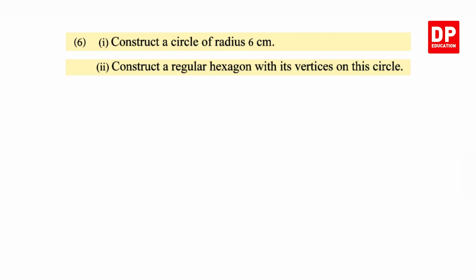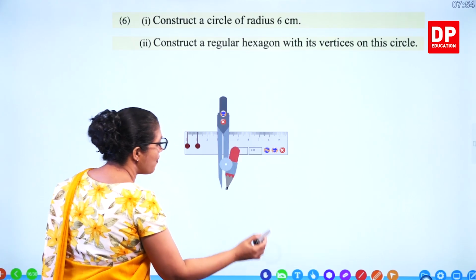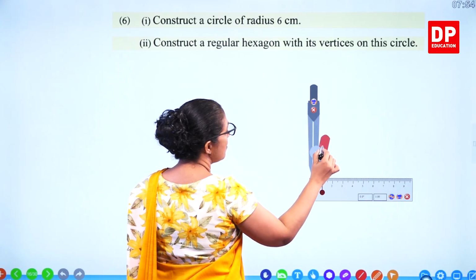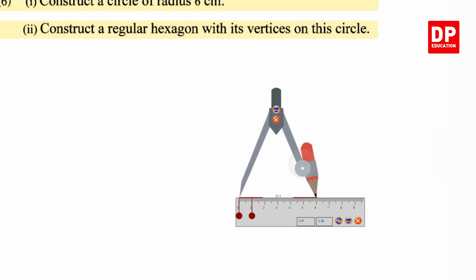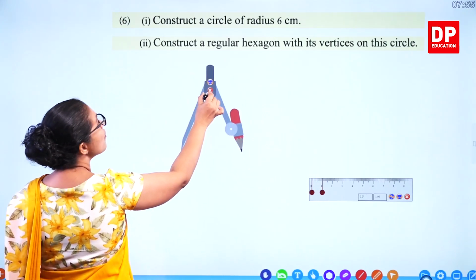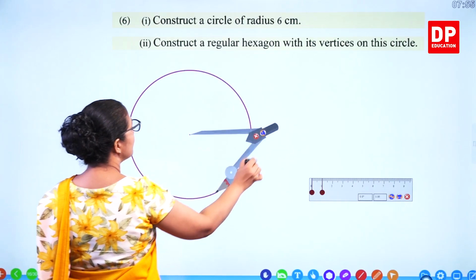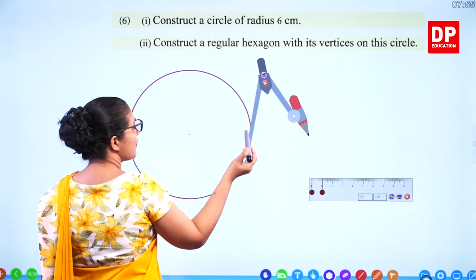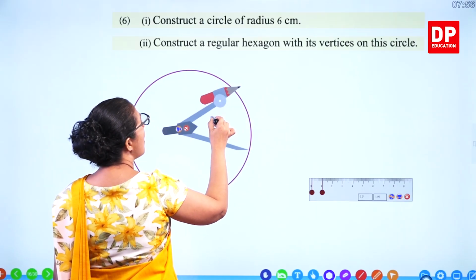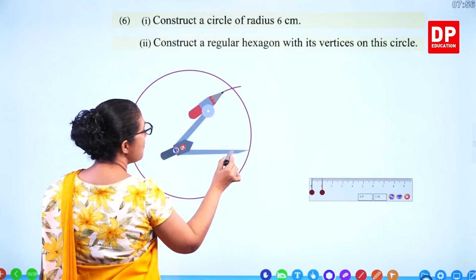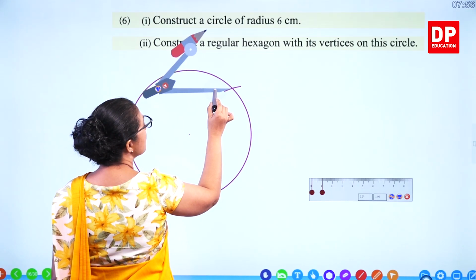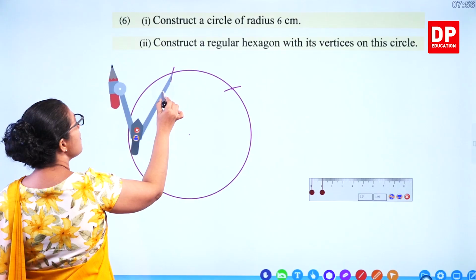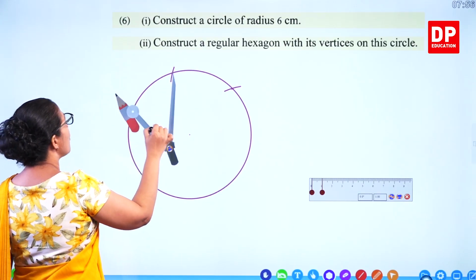Construct a circle of radius 6 centimeters. So to construct, you need the compass and the ruler. So we'll take 6 centimeter length and you can draw the circle first. Then what we do? You can take any point on the circle, don't change the length, and you can mark the arc here. Do the same thing now. Take the compass to that point and draw an arc again. Again, same thing. Keep on top of this arc and you can draw the other arc.